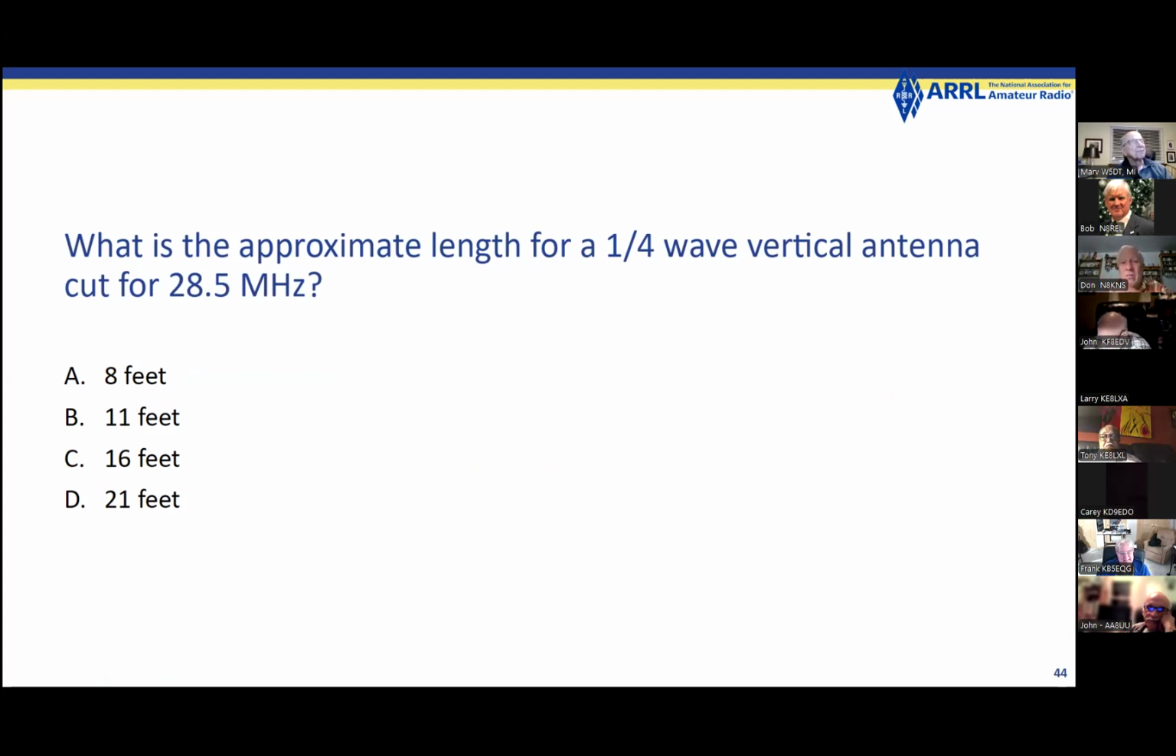What is the approximate length for a quarter wave vertical antenna cut for 28.5? Remember, we're talking a quarter wave. A, Alpha. Yeah, 8 feet.